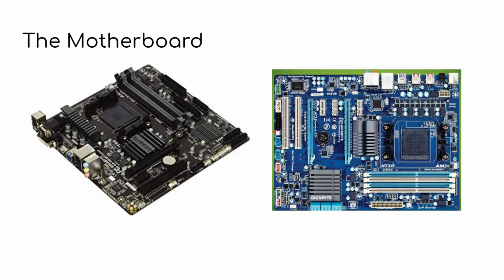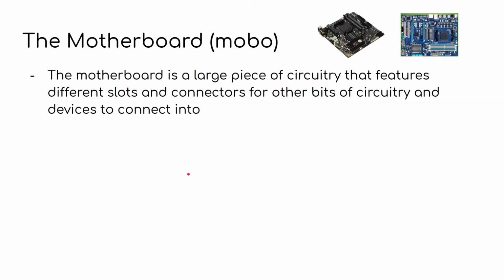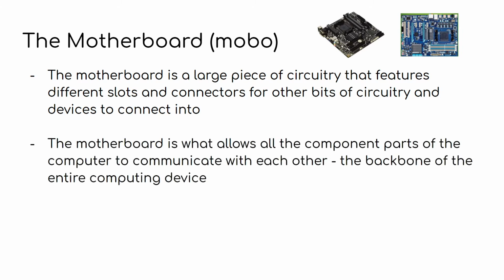Now let's talk about this motherboard component that I've been talking about. These are some examples of motherboards. These are pretty low level ones, but you get much beefier ones, and you also get much less performance orientated motherboards. MOBO for short. The motherboard is a large piece of circuitry that features different slots and connectors for other bits of circuitry and devices to connect into. So the motherboard is what allows all the component parts of the computer to communicate with each other. It's the backbone of the entire computing device.